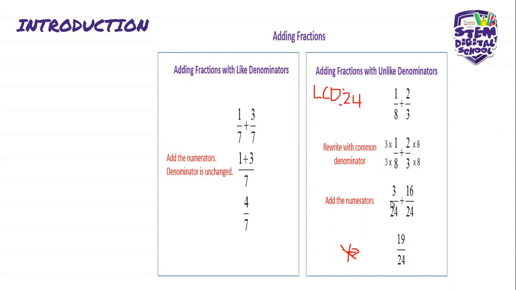I get 24. The result of 3 times 1 is 3. 8 times 2 is 16 over 24. Add them, and I'm done.